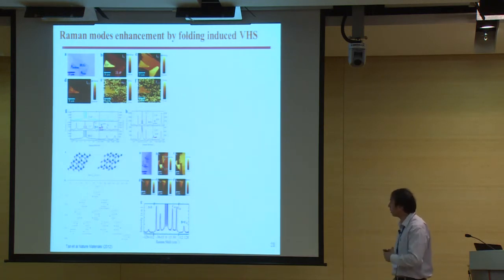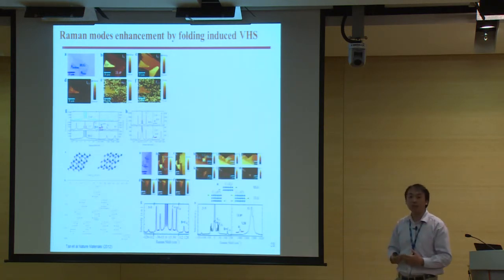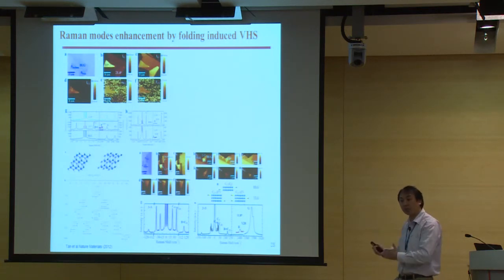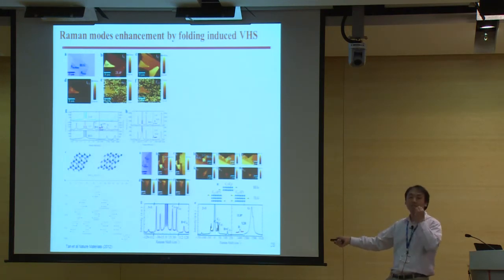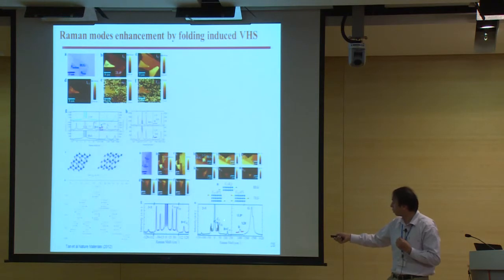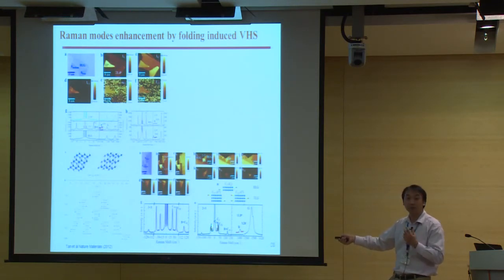If we go further, what if we have a 2 plus 3? For 2 plus 3, the resonance is still there, the van Hove singularity is still there, and this time you see the combination of the shear mode of a bilayer, C2, and the other two shear modes from the trilayer.